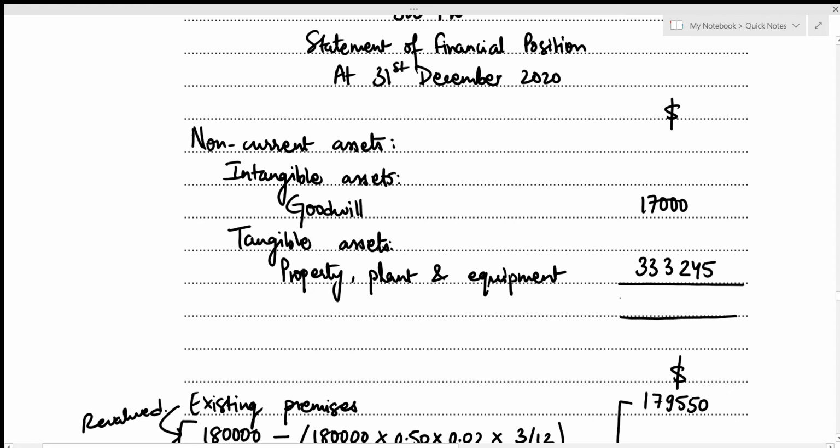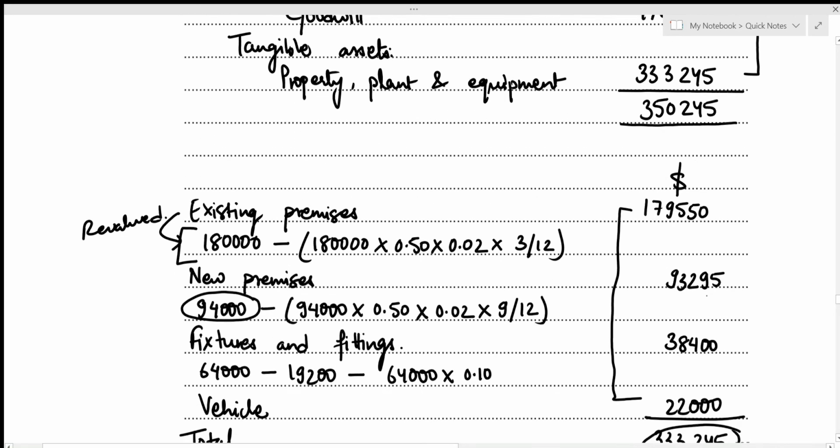Now, in order to figure out the total for the non-current assets, we just add the value of tangible assets and intangible assets. That's 17,000 plus 333,245, which gives the total to be 350,245. This concludes the fourth part of this question. Now we can move to the fifth one.